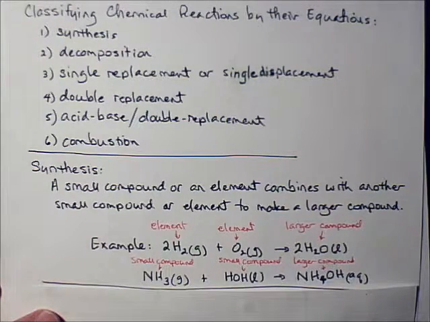So two smaller things combining together to make a larger thing, that's synthesis. It's kind of like fusion when we're talking about nuclear equations. If you put together two smaller nuclei to make a larger nucleus, in nuclear equations we call that fusion. But if we're talking about chemical formulas, then we're talking about synthesis. Okay? Alright.